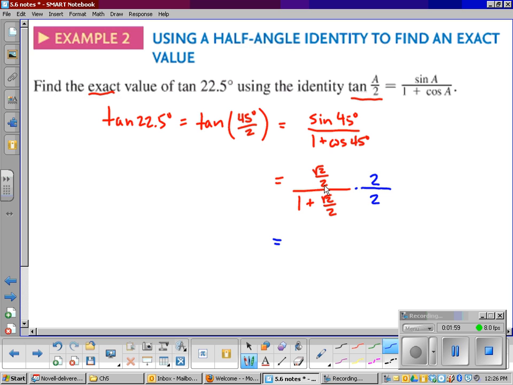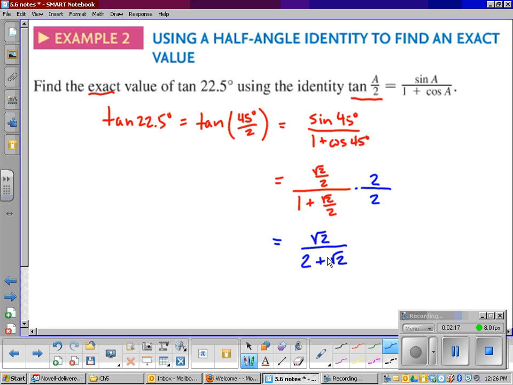2 times this fraction right here, the denominators are going to cancel. The denominator cancels with that 2 and leaves a square root of 2 on the top. On the bottom, I have to distribute the 2 through both of these terms, so 2 times 1 is 2, and then 2 times this fraction gives me the square root of 2.